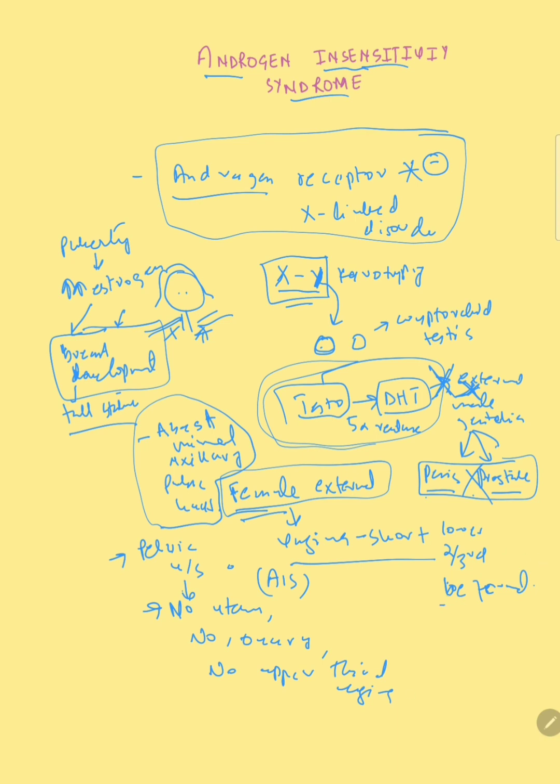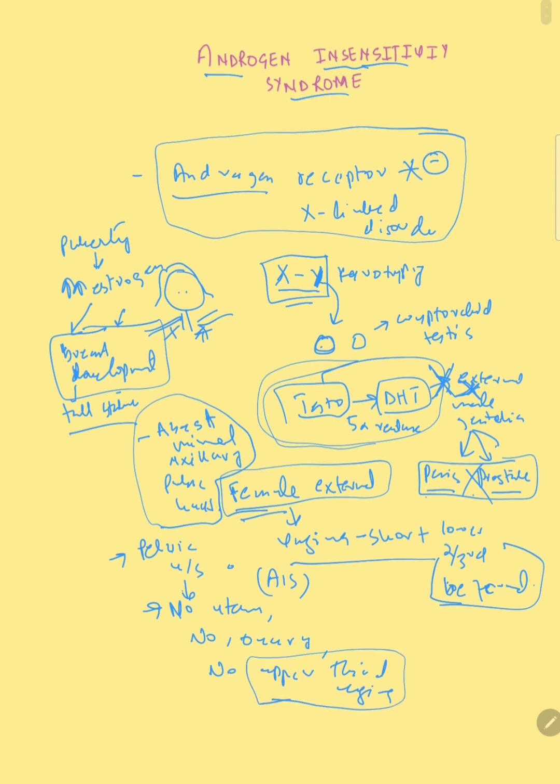So here we would have the lower 2/3, but we won't have the upper third of the vagina. Now, what is the management of this condition? Just to recap, we will recap later. So what will be the treatment? What will be the management?